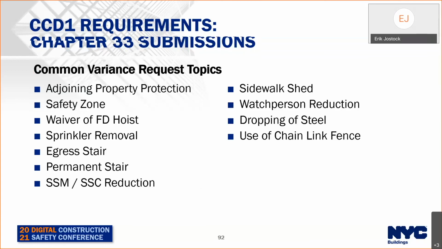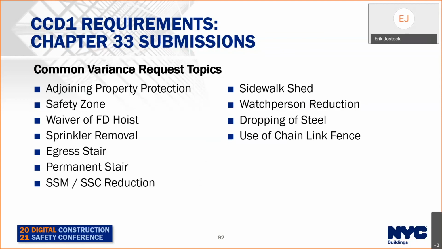And this is a list of the common variance request topics that we receive. A lot of adjoining property protection requests, demolition safety zone, waiver of fire department hoist. We get a lot of those where you've got an 8-story building or 80 feet in height, 90 feet in height, and you want to waive the requirement to install a hoist in readiness for fire department use. Go to the fire department first, get your letter of no objection before you come to us, because we will not consider those without fire department L&O.